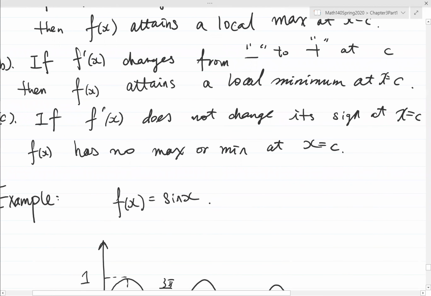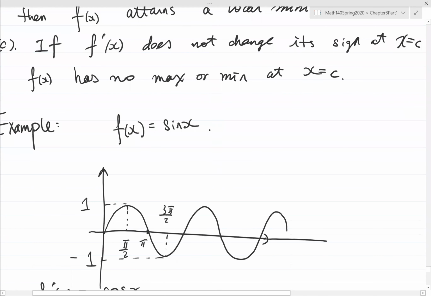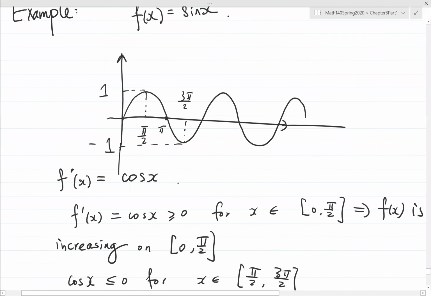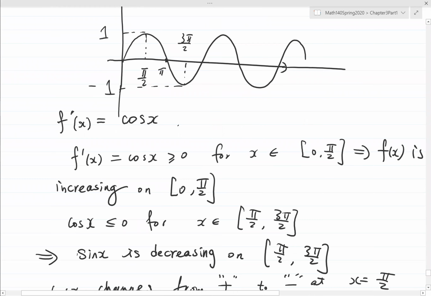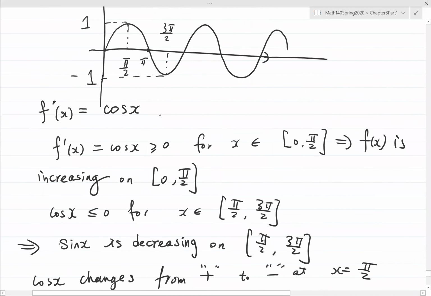Now part c says if the derivative does not change sign, i.e., the function is increasing all the time or decreasing all the time, then we have no local max or local min at the number c. Okay, we give some examples. We give examples of this increasing decreasing test.